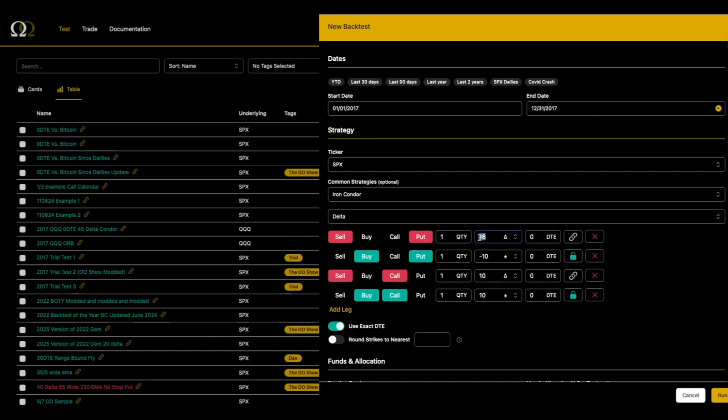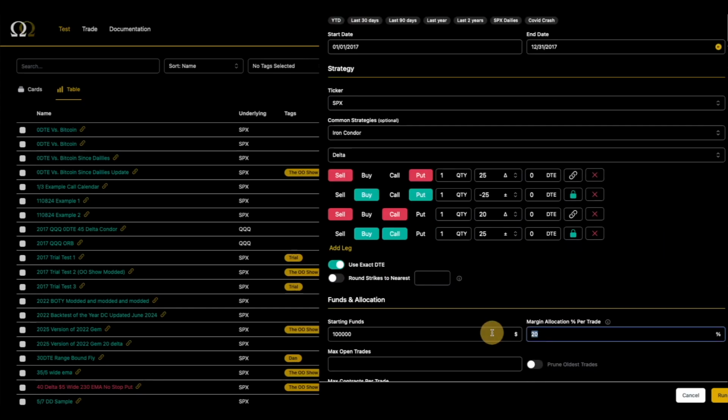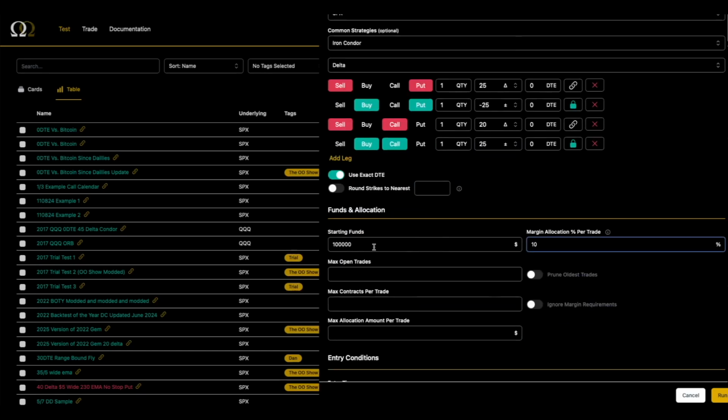And I'll explain why. And I ran this one already, but I'm going to set it up. And since we're in 2017, I'm going to change it a little bit from how folks would normally set it up today. I am doing, just so everybody knows, a 25 delta, 25 wide put and call spread. So it's an iron condor. And we're doing 0 DTE. We'll stick with 10% of the starting funds.